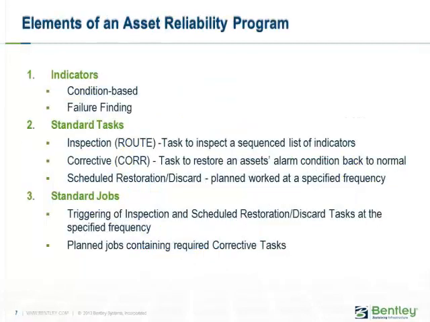Elements of an asset reliability program. There are three major elements that make up a reliability program for an asset. These include the condition-based and failure-finding indicators associated with measuring the health of an asset, the standard tasks used to collect indicators, perform scheduled discard or restoration work, and corrective tasks to fix an alarm condition, and standard jobs used to trigger the standard tasks at the defined frequency.